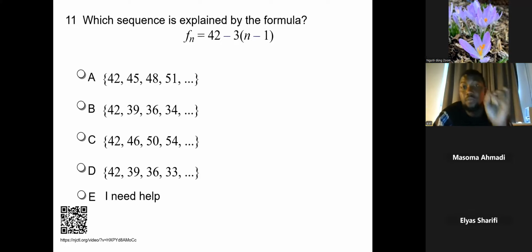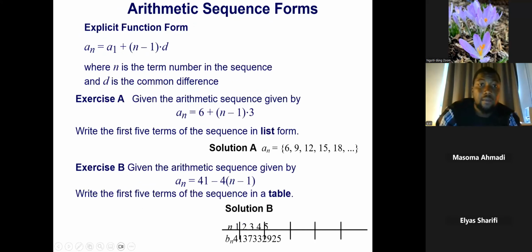To write the formula, it will be the first term plus the common difference times n minus 1. And always that is the explicit form. If you look at it here, the first term is A1, the common difference is d, and you have n minus 1. So you can see also 6, which is the first term, and 3 as the common difference, n minus 1. So always to write the explicit form of an arithmetic sequence, you need this formula. So that is what is happening here.